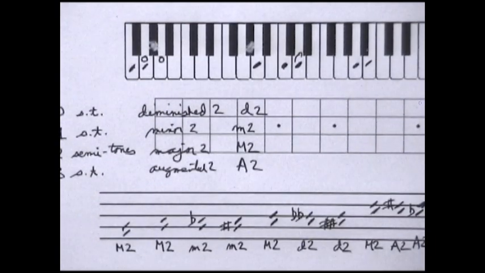So we've looked at the interval of the second as being space to line or line to space, and we've looked at 4 of the more common variations on this interval of a second, namely the major and the minor, which are the 2 most common, as well as the diminished and the augmented.